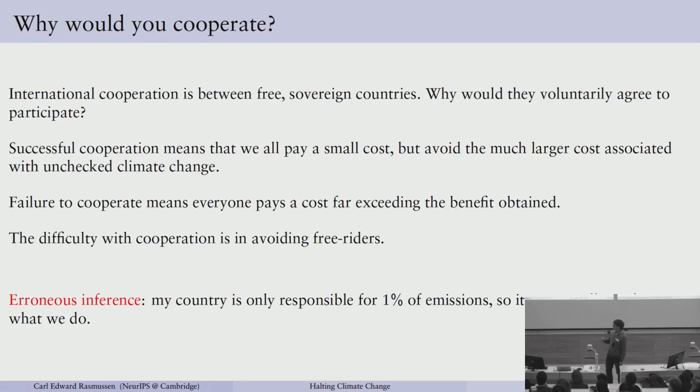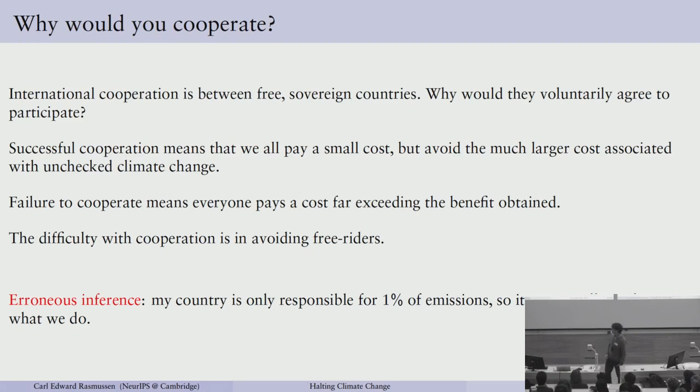Now, the central difficulty is that you have to deal with avoiding free riding. What does that mean? Well, a free rider would be somebody who says, no, I don't want to participate, because they're going to get the benefit of the rest of the world trying to solve the problem anyway, because we all share the atmosphere. So that is the thing that we need to avoid.